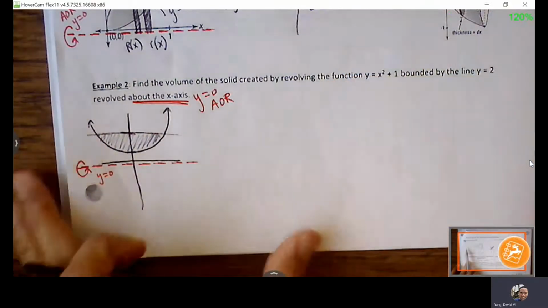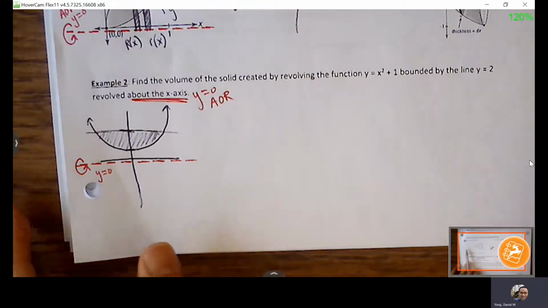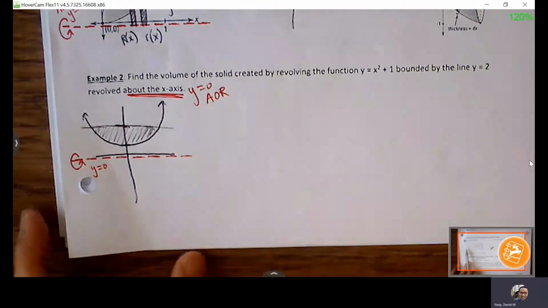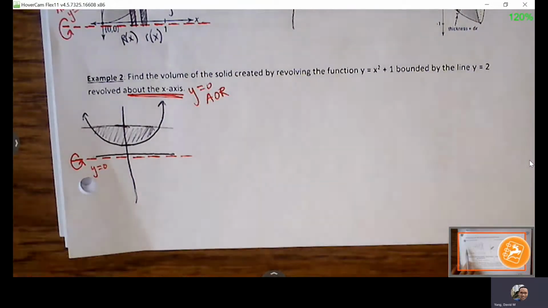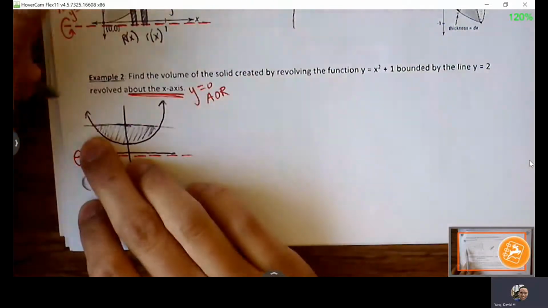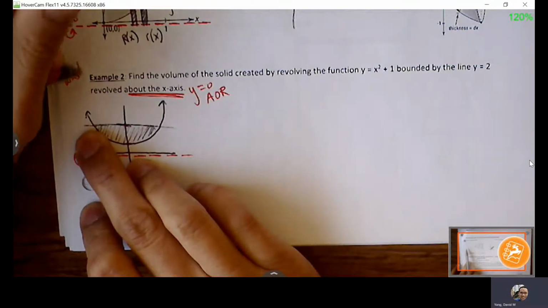So typically, it's a lot easier to create a washer method scenario than it is for this method scenario, right? You got to have a flat surface. You got to have that axis up against that flat surface. Okay, so this tells us washer method. We have to involve 2 radii.